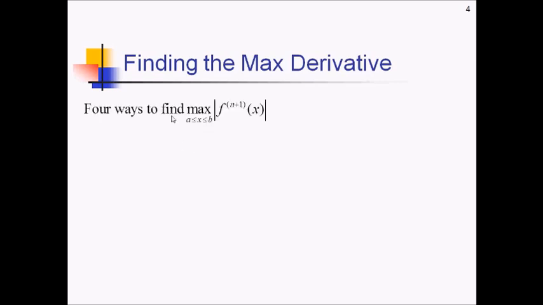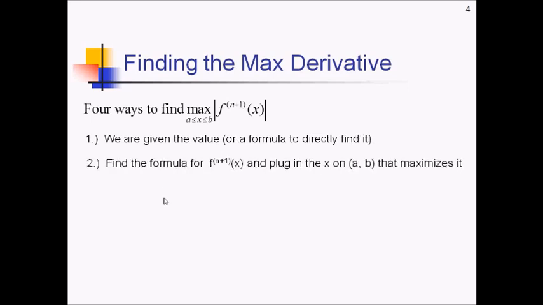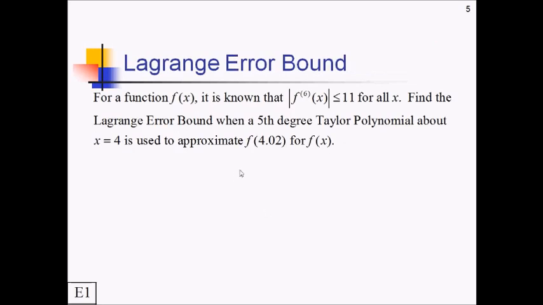There are generally 4 ways you can find this max derivative value on some interval. One way is that you might actually be just given the value, or maybe some formula to directly find it. Another way is you might have to find a formula for the n plus 1th derivative by just taking derivatives over and over again until you get there, and then just plug in an x on this interval from a to b that maximizes that derivative. And you have to be a little creative about which x you pick to plug in. And there's some other ways. You might be able to read the n plus 1th derivative max from a table or from a graph. We're going to see all of these cases today. Let's go ahead and do a problem now.